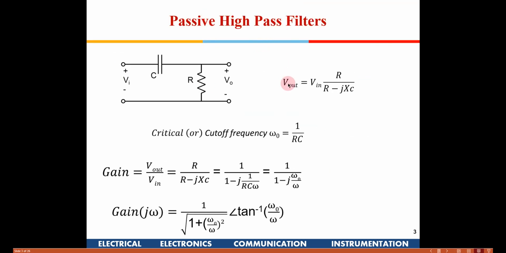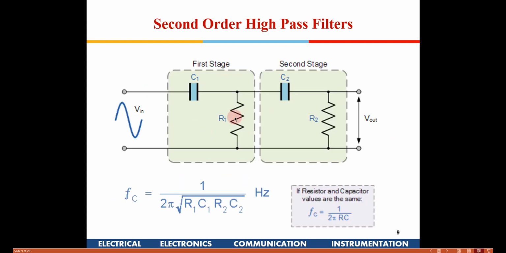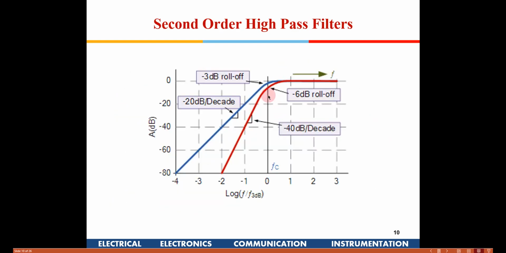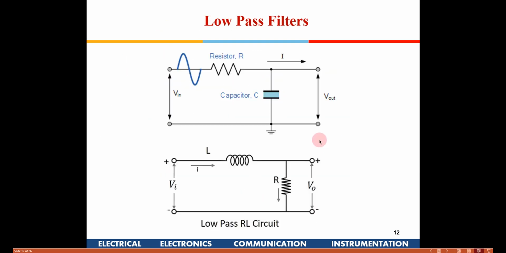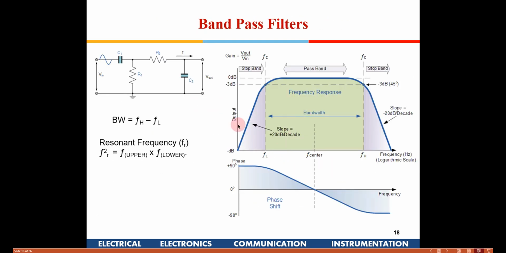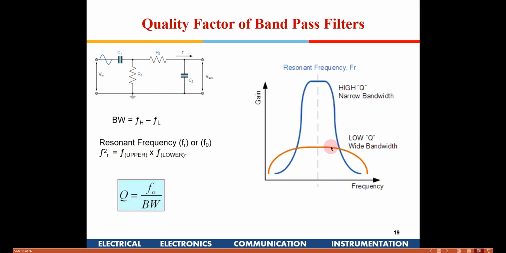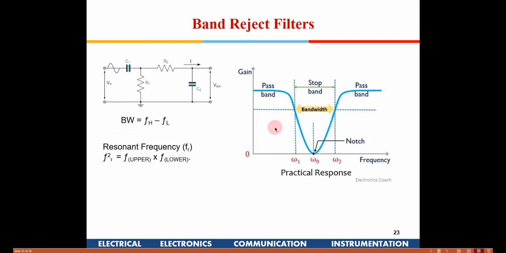One is passive high pass filters, both with R and C, and R and L, and how the second order function looks like. Low pass filters, you should know these things, second order low pass filters, and the band pass filters. Okay, how to compute the upper frequency and the lower frequency. We'll take up some problems, and this particular circuit is also an important thing which you need to know. Okay, band reject also, you need to know how this functions.